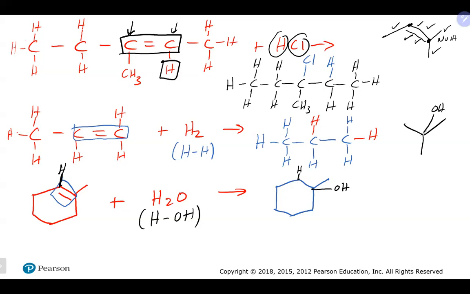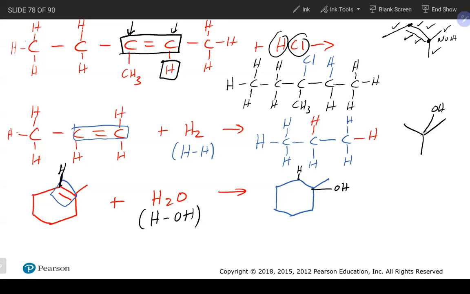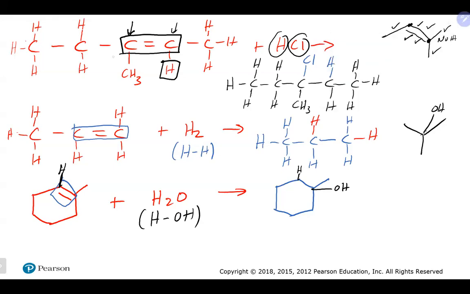So even though it's a ring structure, it works the same way as any of these guys. The only difference is it's in a ring, but you still have to put those guys where the double bond was. That's the purpose of getting rid of it, is to make room for those guys to come in.